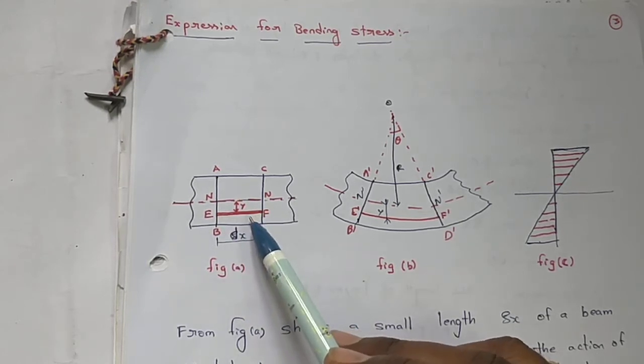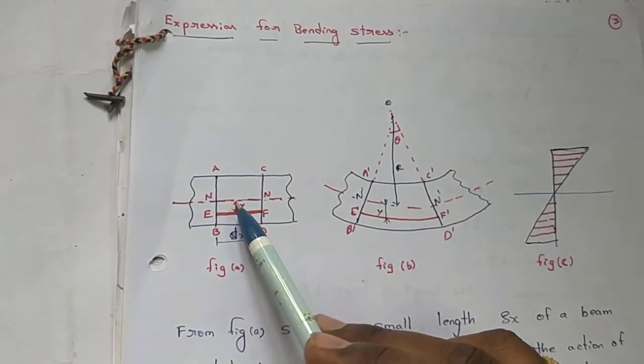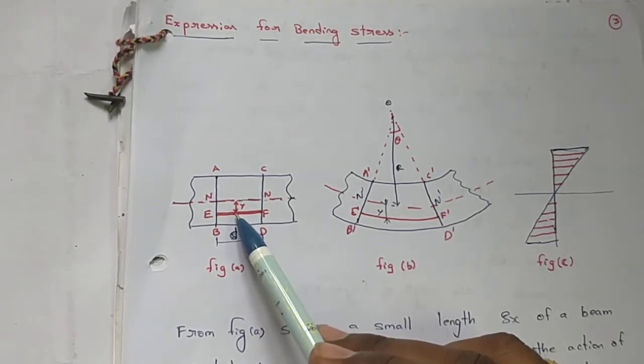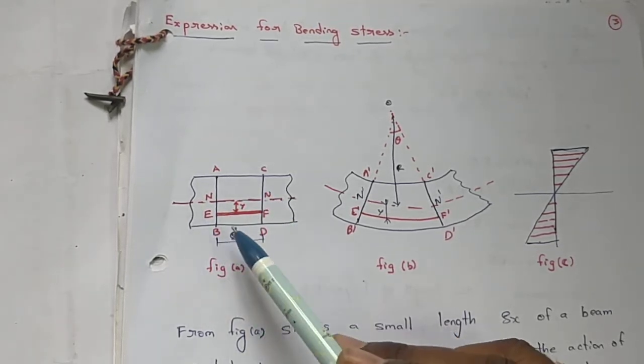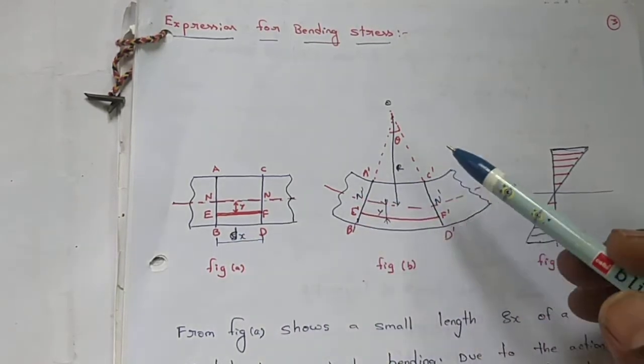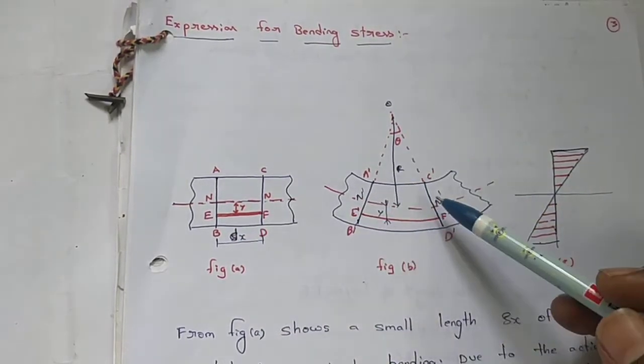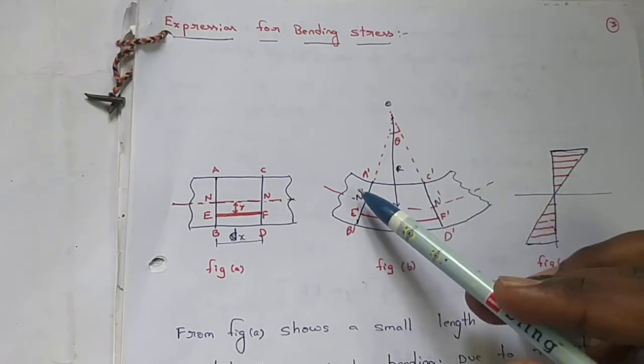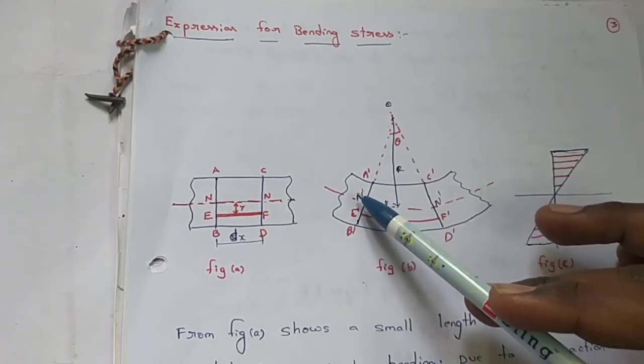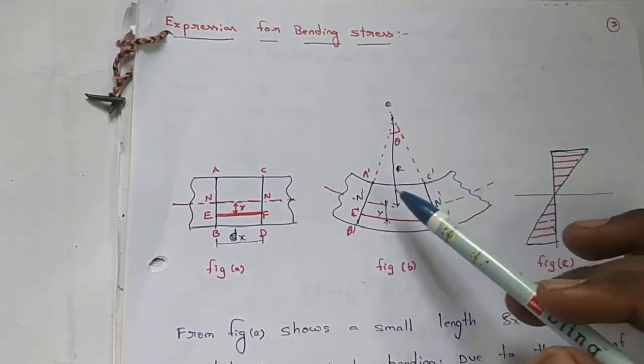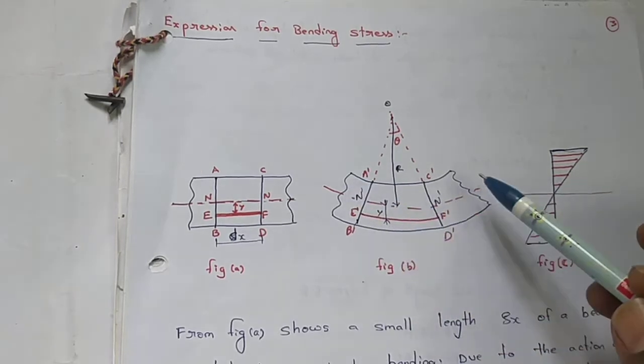In the element I took a small element. It is at a distance y from the neutral axis. It is about the small element. It is subjected to the bending moment. Due to this bending moment, what happened? It will have some deformation in the length. It is going to take a curvy shape.